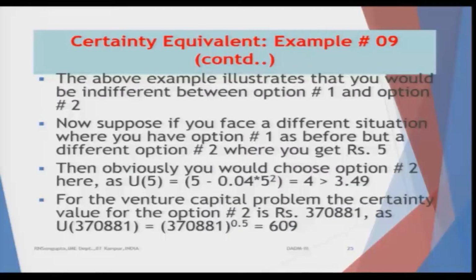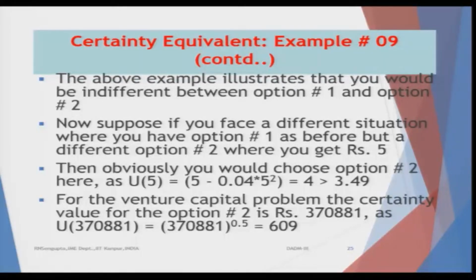If more than that, obviously I will go for the certain amount, the amount which is fixed and kept on the table. If a value is kept less than the certainty value, obviously I would technically go for the gamble, because in the long run the expected value of the gamble is more. So, the above example illustrates that you would be indifferent between option 1 and option 2, as I said 3.49 on one side and the gamble on the other side.